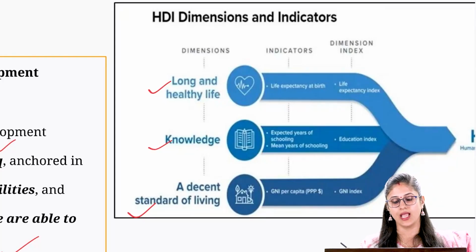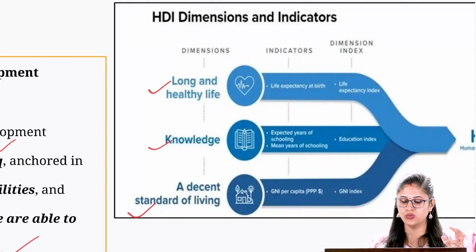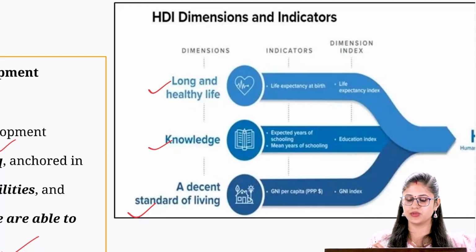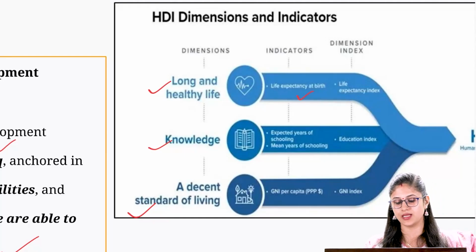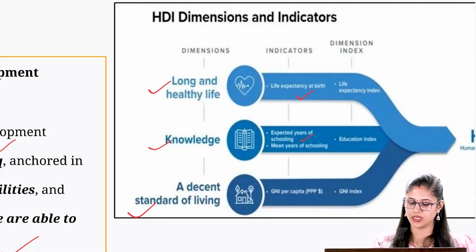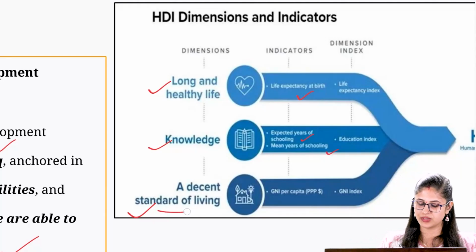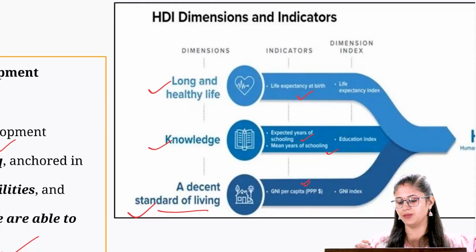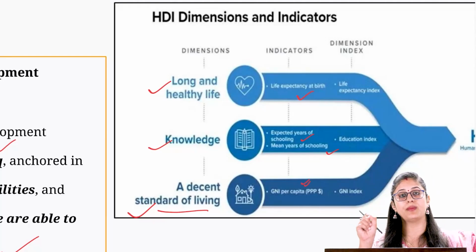and standard of living. And what are the indicators that we use to look into health, education and standard of living? So when it comes to health, we track life expectancy at birth. When it comes to education, we look into expected years of schooling and mean years of schooling. And when it comes to standard of living, we track GNI per capita, that is in purchasing power parity terms.